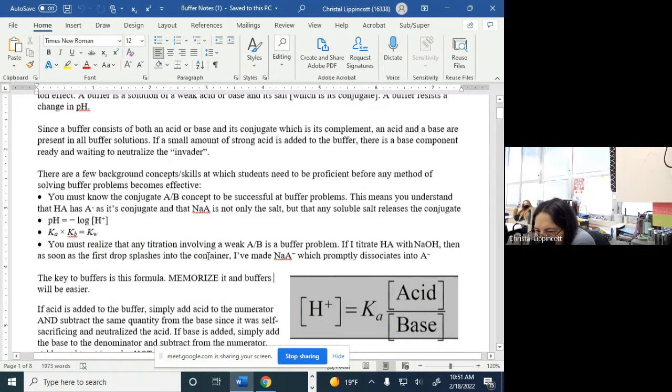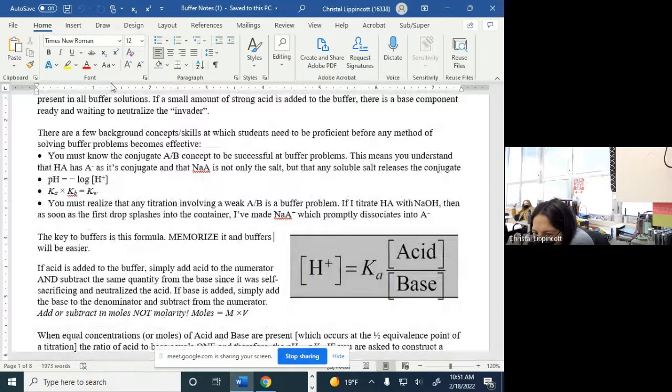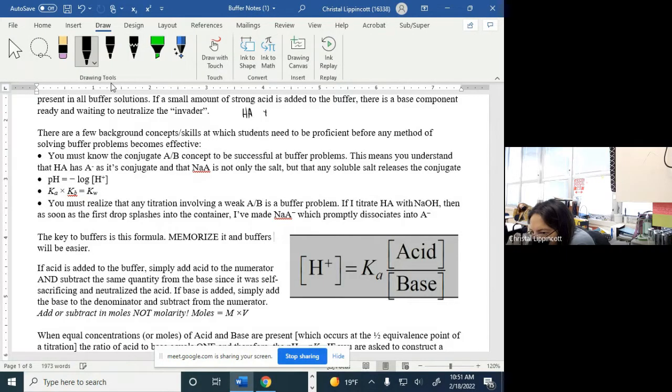So you kind of need to know a few things, right? You need to know the conjugate acid and base concept. So when we talk about that, if we're talking about HA plus H2O, that's going to form A minus plus H3O plus. Everybody cool with that? This is an acid. This then is its conjugate base. This then is the base, and this is the conjugate acid. Do you remember talking about those earlier?